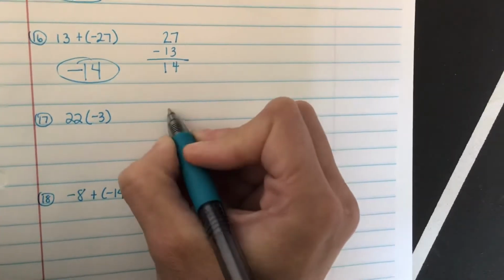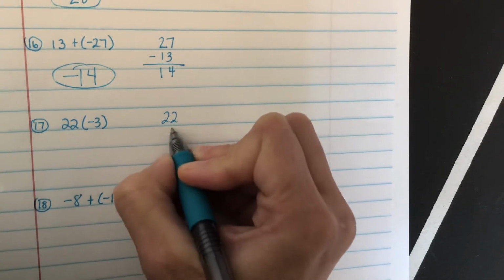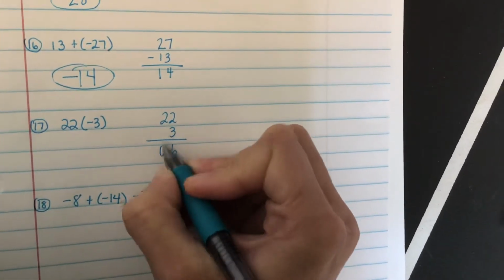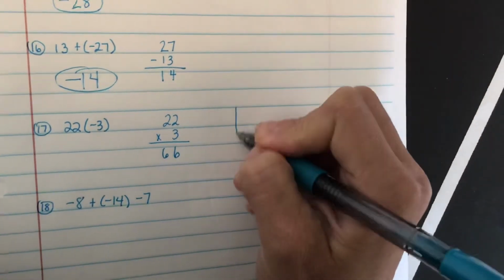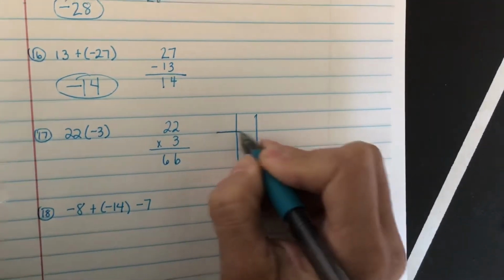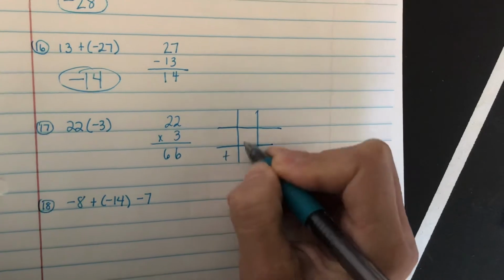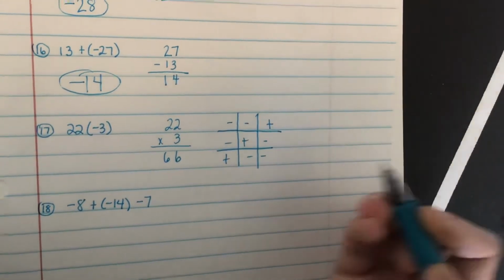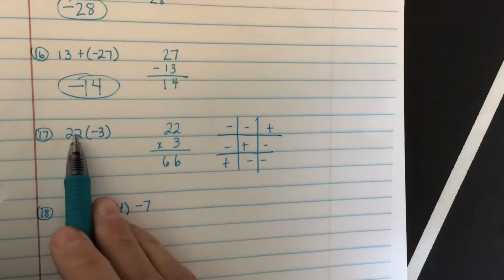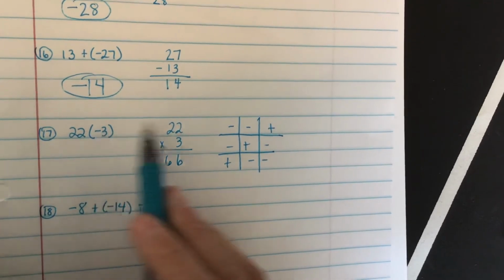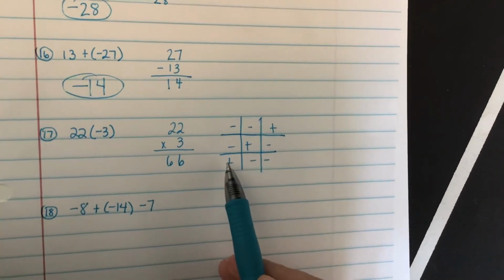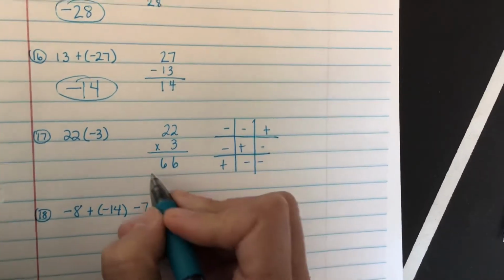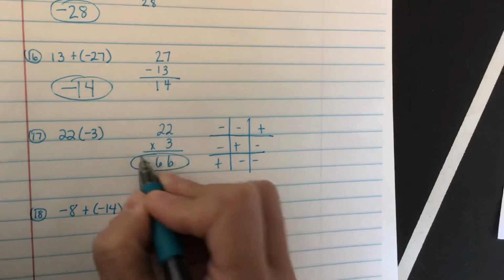Number 17, if there is no sign in between parentheses and your number, that always means you're multiplying. So we're going to multiply 22 times 3. We'll worry about the sign in a minute. We get 66. Remember your tic-tac-toe. This is how you would fill it in. Here I'm multiplying a positive times a negative. So to check it, I go over here, positive times a negative. My answer will be a negative 66.